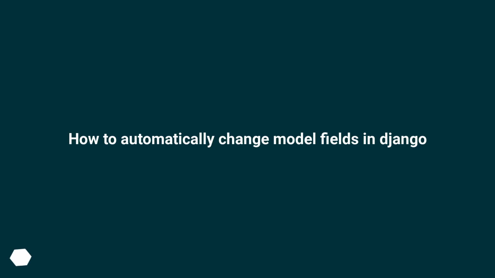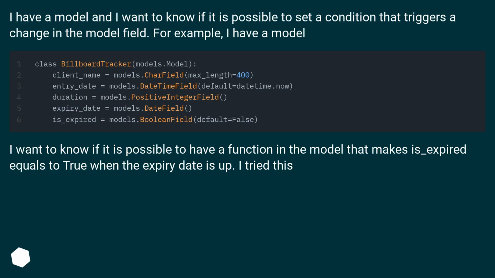How to automatically change model fields in Django. I have a model and I want to know if it is possible to set a condition that triggers a change in the model field. For example, I have a model.